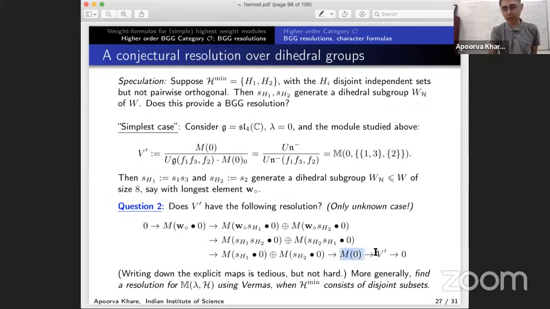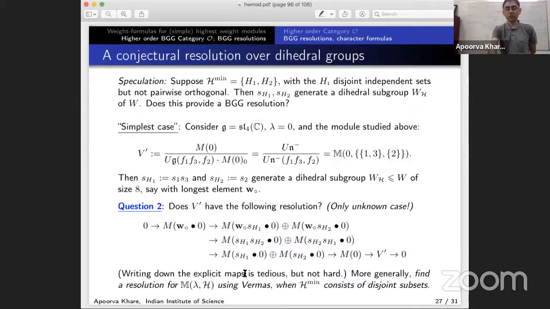So you can write down M0 goes to this quotient of M0. Then you have the, quote unquote, length 1 elements dot 0, the quote unquote length 2 elements dot 0, length 3 elements dot 0, and then the unique longest element in the dihedral subgroup. So this is indeed a complex. Is it a resolution? Is the complex exact? And again, thanks to Teja for writing down these differentials. And so what is the answer?